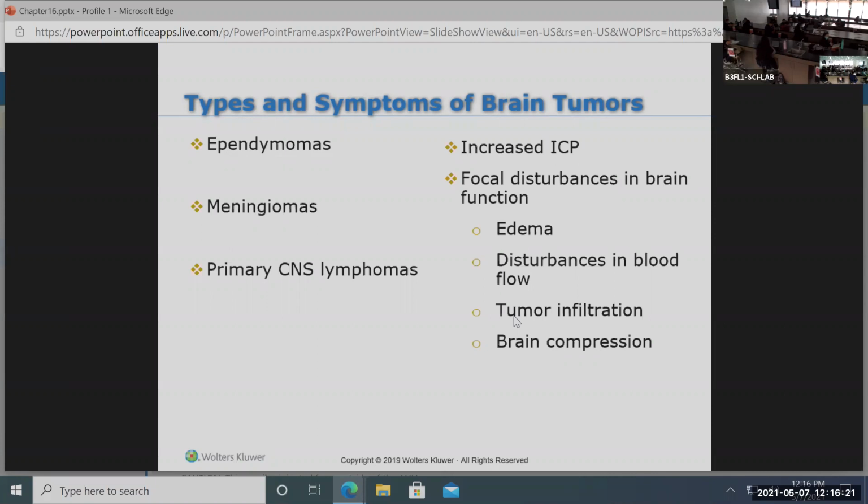And depending on where they're located, they can cause focal disturbances in the brain function. Or they can cause edema. They can cause pressure effect on the blood vessels, hamper circulation, and cause ischemia. Or these tumor cells might infiltrate, or the tumor is encapsulated, but it's causing a pressure effect on underlying brain tissue. That's called brain compression. As I said, prognosis doesn't depend on benign or malignant. Prognosis is not good even for benign.